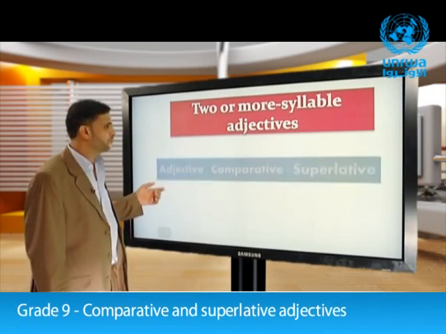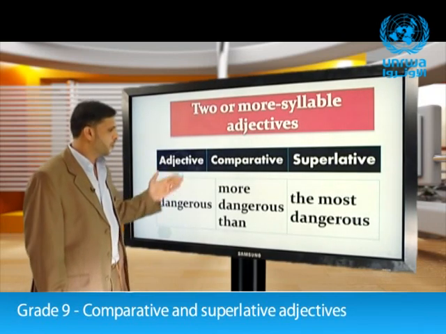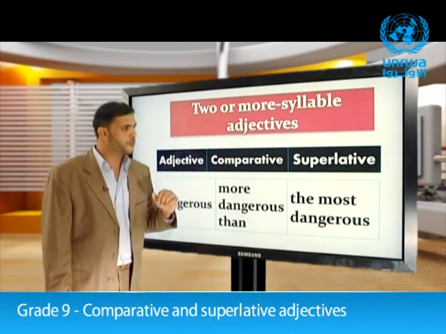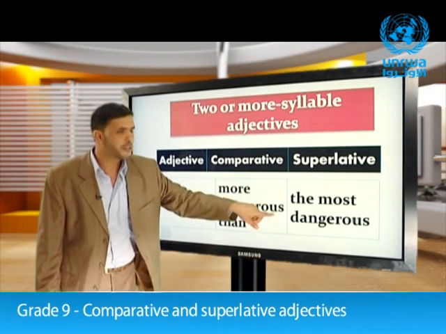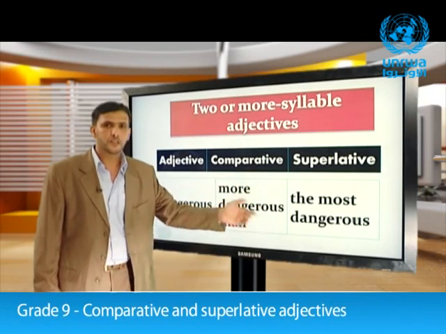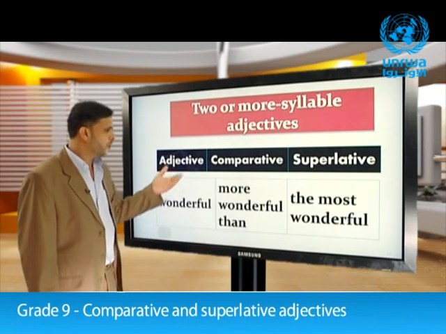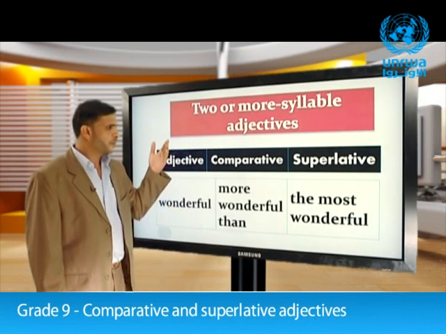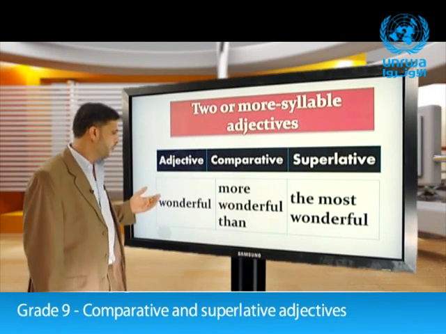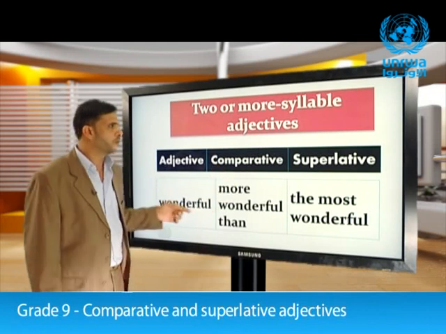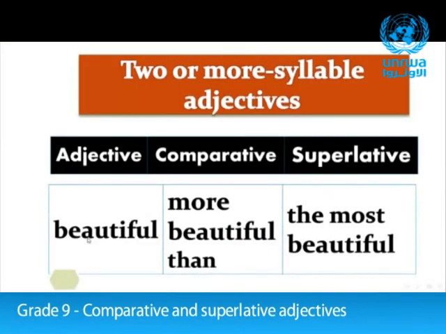Let's see. Dangerous, more dangerous than in the comparative form, and in the superlative form it becomes the most dangerous. The most dangerous. Let's have another example. Wonderful, more wonderful than, the most wonderful. Beautiful, more beautiful than, the most beautiful.